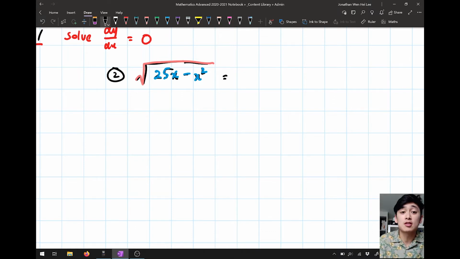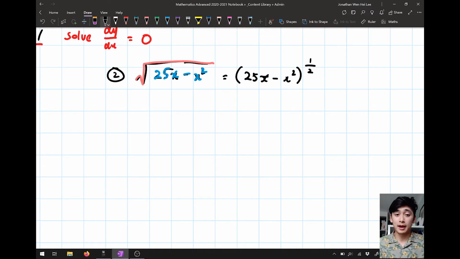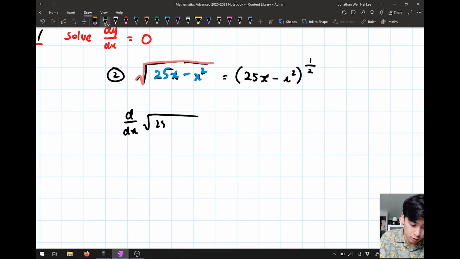So this is just 25x minus x squared to the power. When we've got a root, it's a fraction index, so that tells me this is to the power of a half. Okay, I'm going to differentiate the outside, then differentiate the inside, and multiply the two. So I'm going to write d on dx square root 25x minus x squared is equal to.